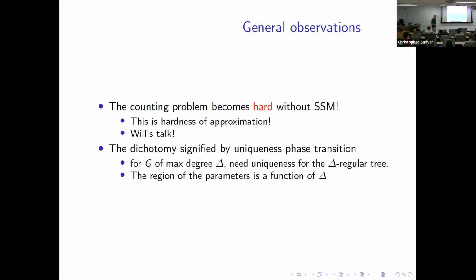This is something to think about also for my talk tomorrow, right? So we have this dependence for the parameters on the maximum degree of the graph. If we have a graph G of maximum degree delta, basically we need uniqueness for the delta-regular tree, right? So the range of the parameters is a function of the maximum degree. So is there any questions so far? I'm moving too fast.